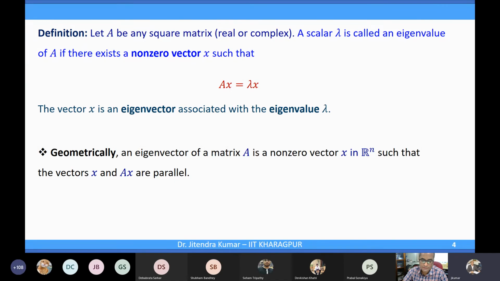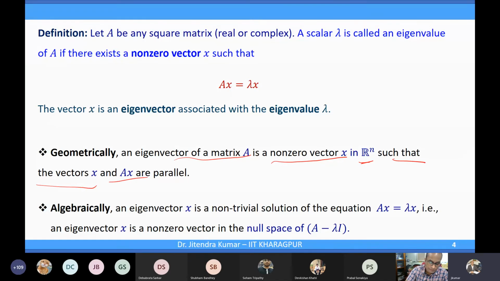Geometrically, which we have already realized, an eigenvector of a matrix A is a non-zero vector x in Rn such that the vectors x and Ax are parallel, so they are in the same direction. We are looking for those vectors from Rn if our matrix A is n cross n.